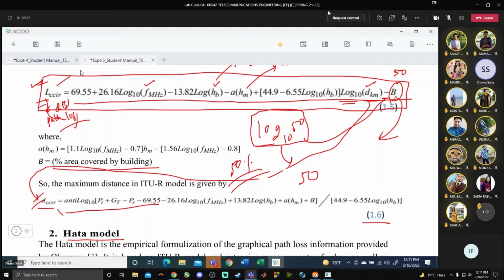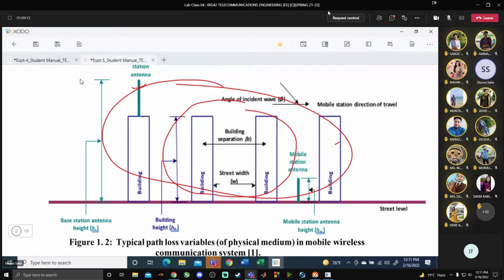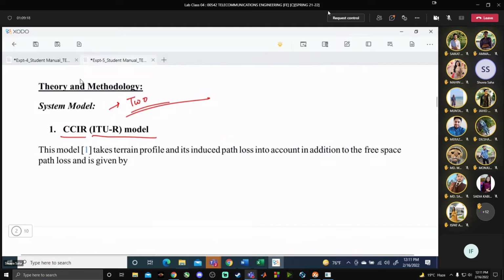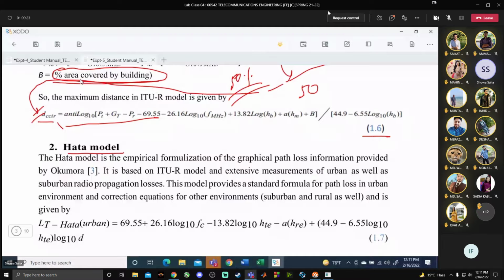Now this CCIR model actually has a limitation. The limitation is, although it considers the percentage of area covered by buildings, this may not indicate the exact situation of this kind of complex cellular environment, because in different areas it may be different, the building heights may be different. So a better approach is taken by this model, which is called the Hata model.